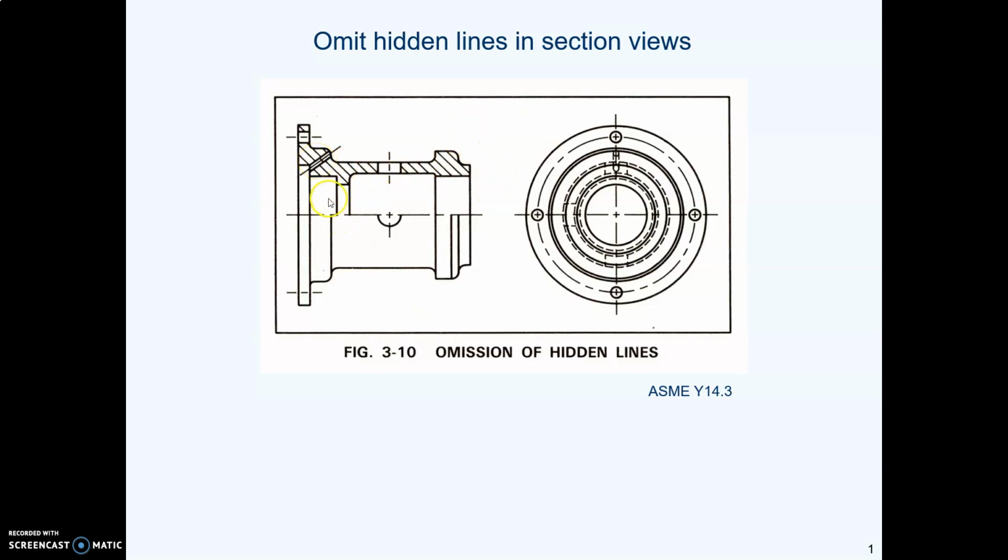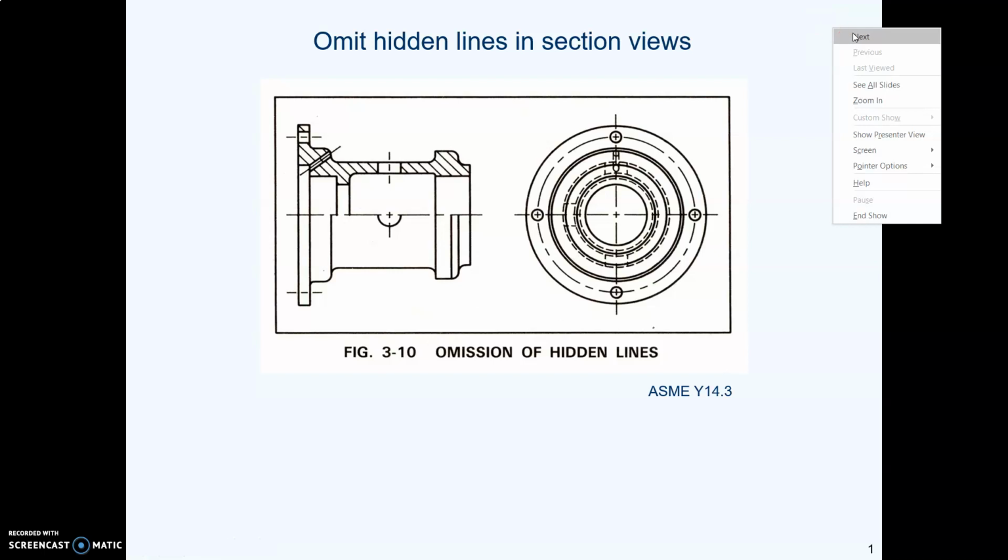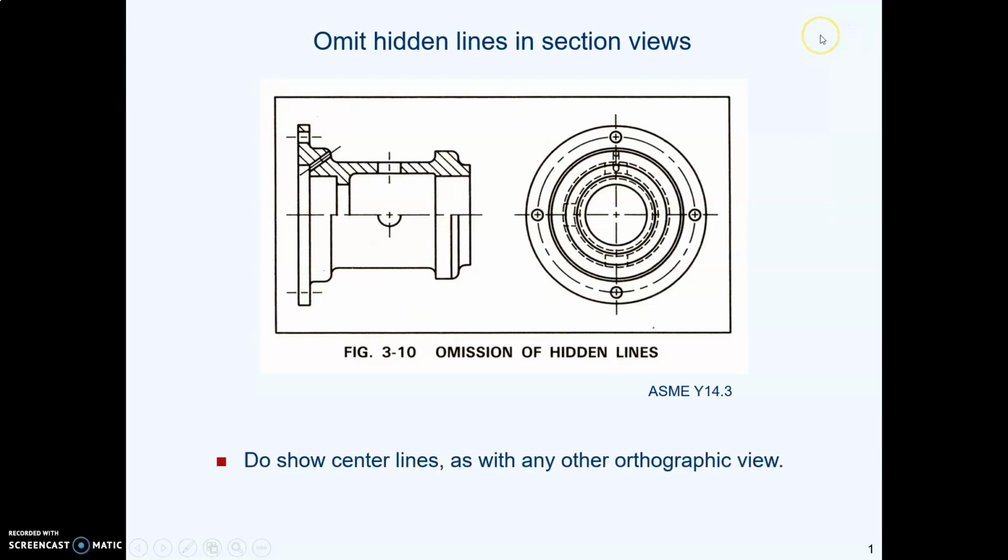But if you think about where there would have been hidden lines, you can picture that there would have been a lot of hidden lines in this part if hidden lines were allowed. But they're not allowed. We do not draw hidden lines when we have a section view. We do show center lines. So see here, see those center lines? We do show those. So hidden lines, no. Center lines, yes.